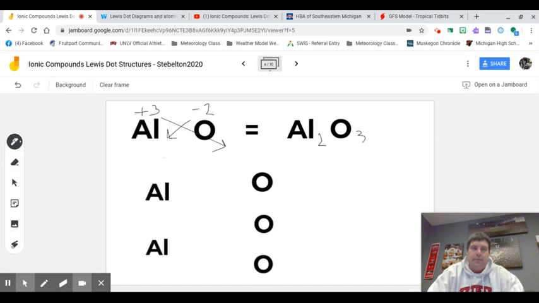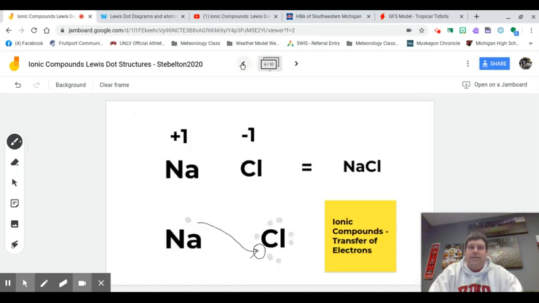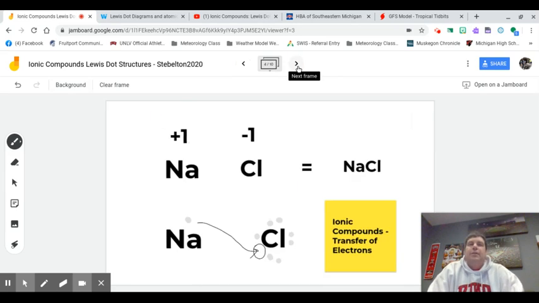Al2O3. And that tells you you would have 2 aluminums and 3 oxygens. So let's put the dots around them, the Lewis dots. Aluminum has 3 valence electrons, and oxygen has 6. Again, aluminum right here has 3 valence electrons, oxygen has 6. So we'll put the dots around them.